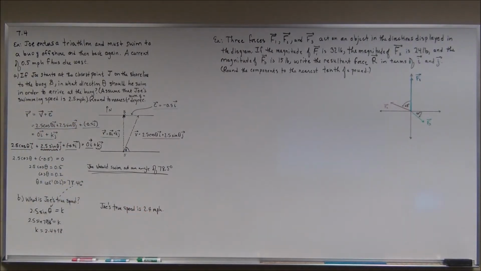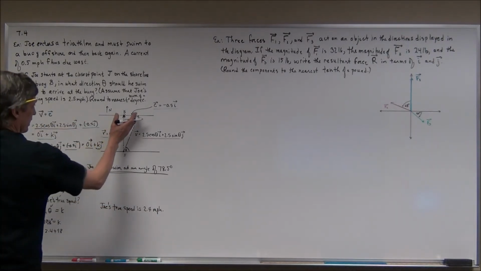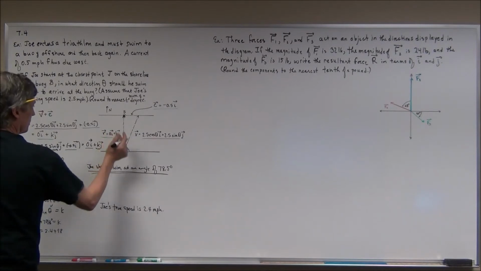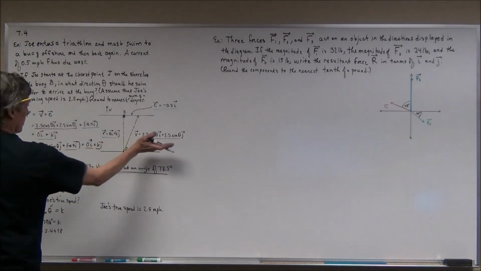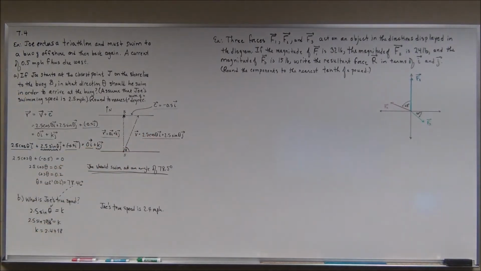So it slowed him down a little bit, because remember, I'm assuming in still water he can go 2.5 miles per hour. It slowed him down a little bit because he was working against the current as he went a little bit to the right, 78.5 degrees from the positive direction to the horizontal.